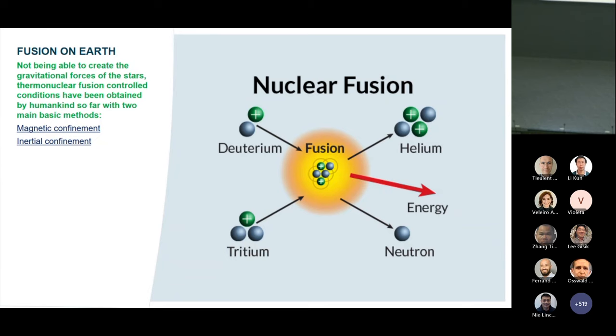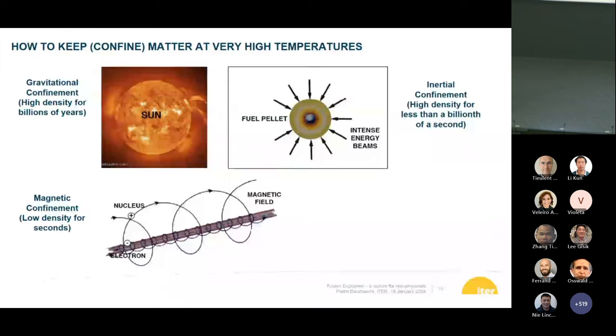Thermonuclear fusion. So we need to find a way to get the nuclei together. That's what we have to do. We have to get them compressed together. But this is a plasma, so the plasma has to be very hot. So how do we do that?